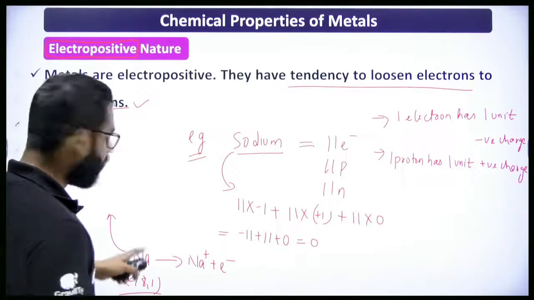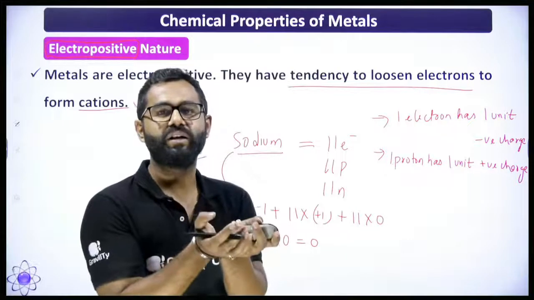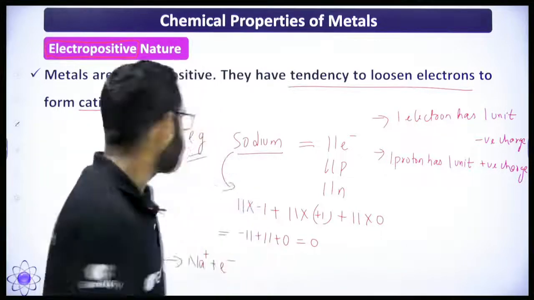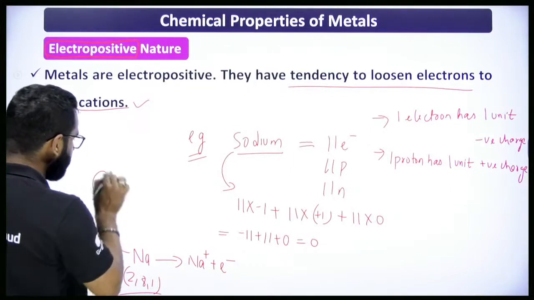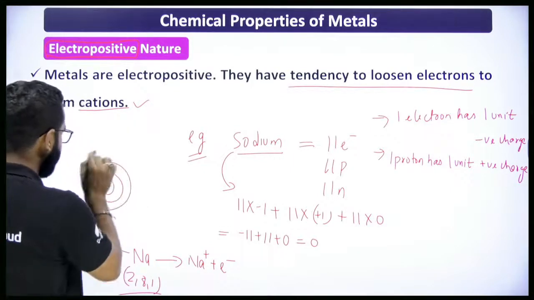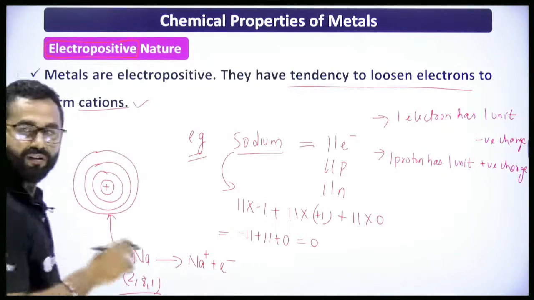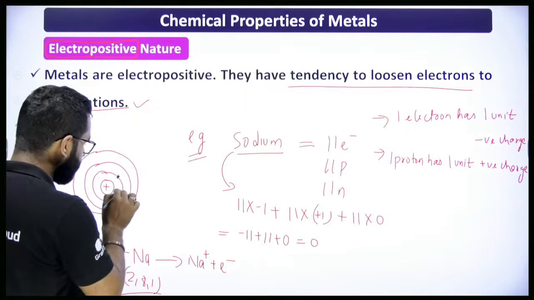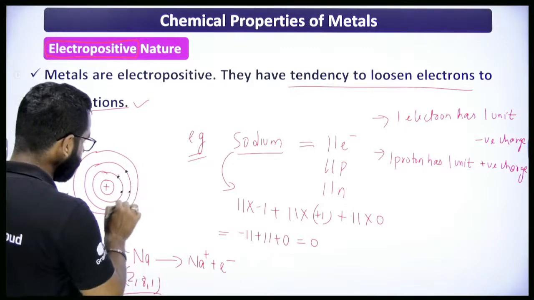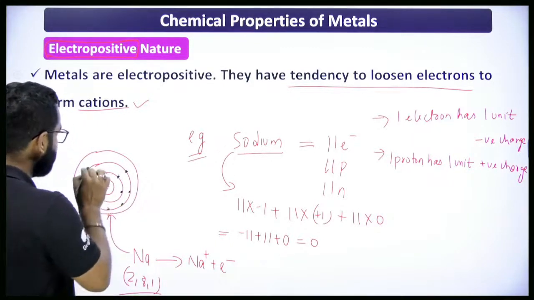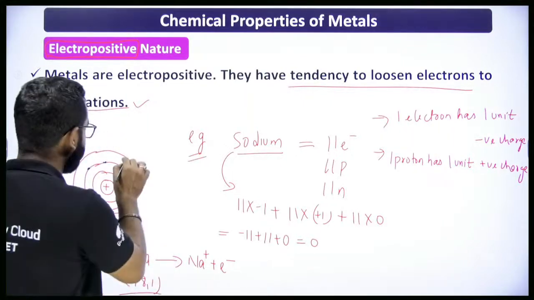Right? If I draw the sodium atom electronic configuration in the form of shells, it will be like this. This is my nucleus, right? This is my first shell, second shell and third shell, right? Now we know the innermost shell contains 2 electrons. Second shell contains 8 electrons. 1, 2, 3, 4, 5, 6, 7, 8. And the last shell contains 1 electron, like this.